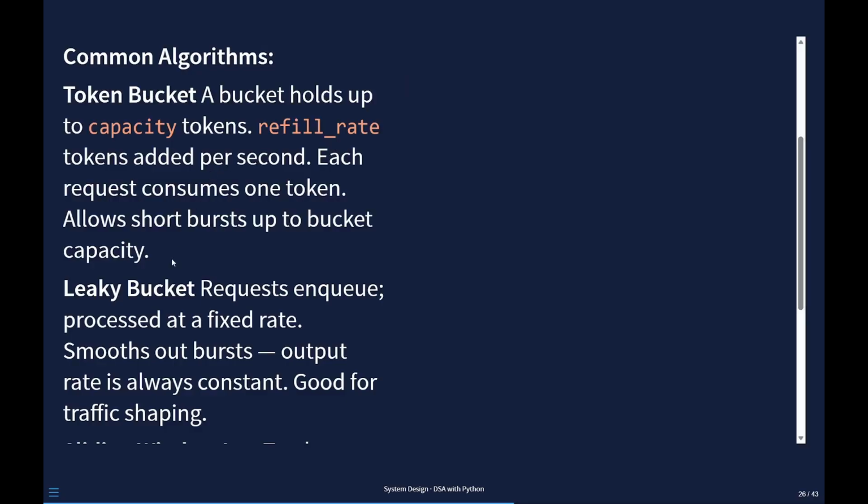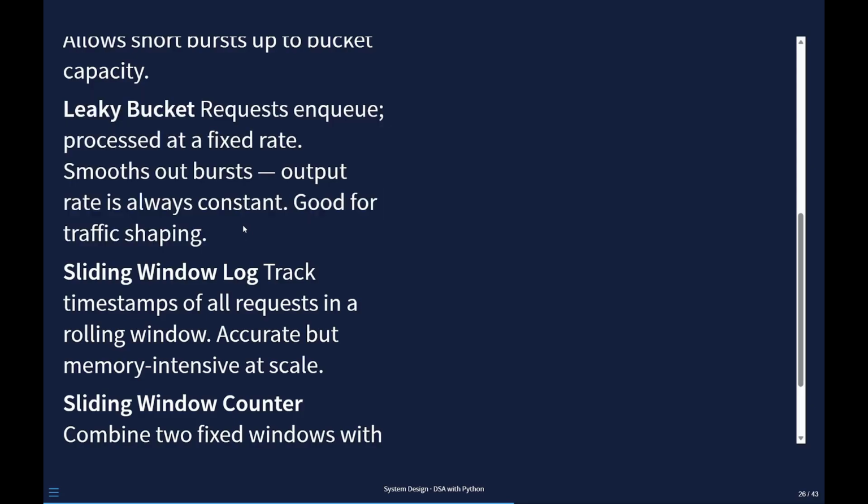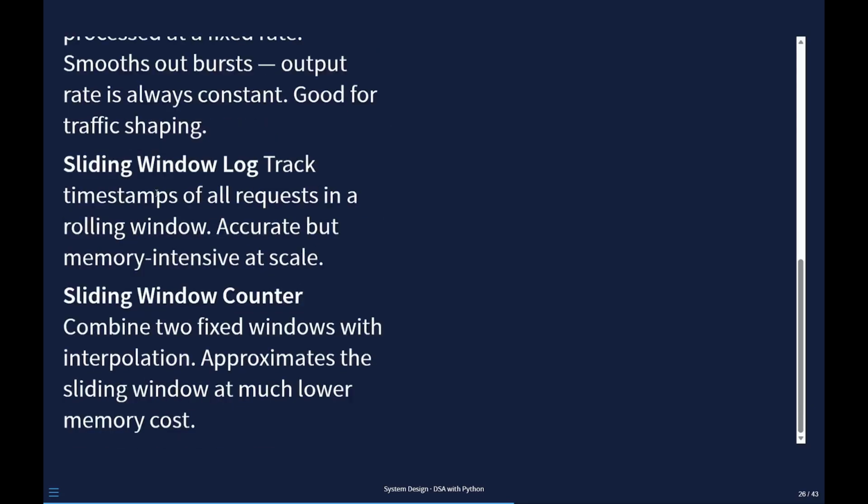If the bucket is empty, the request is rejected. This allows natural bursts up to the bucket capacity. Great for bursty traffic patterns. Leaky bucket. Requests go into a queue and are processed at a constant, fixed rate, like water leaking from a bucket. Whatever bursts happen on the input side, the output is always smooth. Good for rate shaping, keeping downstream services from being overwhelmed.